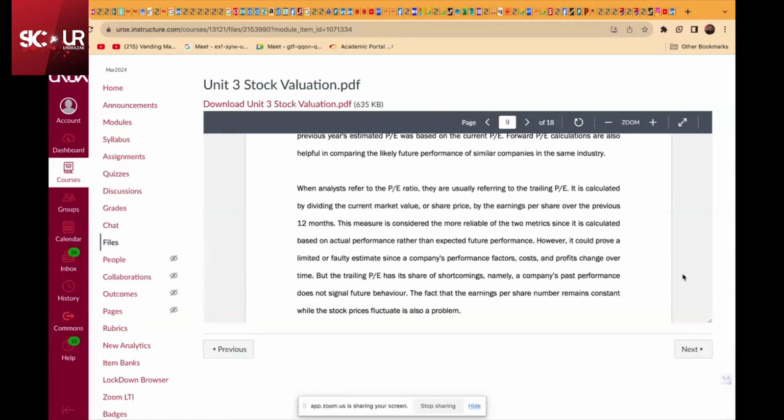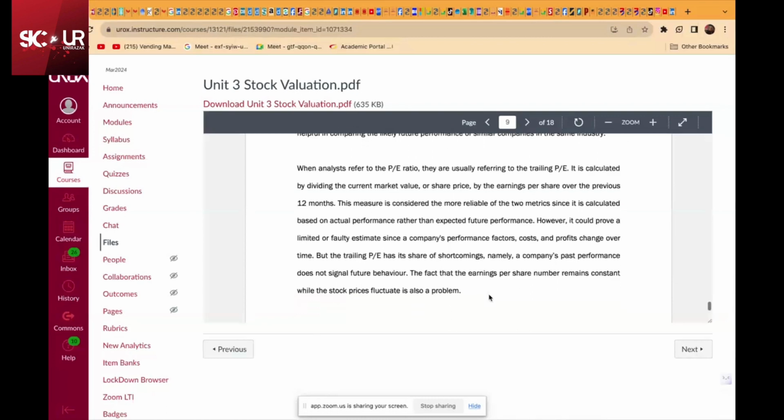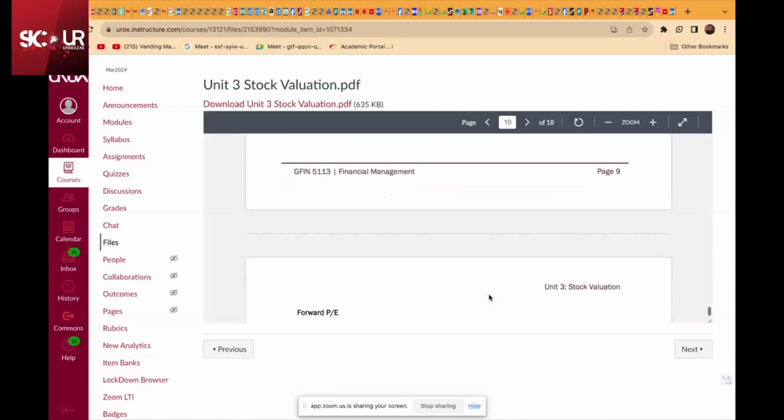However, it could prove a limited or faulty estimate since the company's performance factors, costs, and profit change over time. The trailing price earning has its share of shortcomings, namely that the company's past performance does not signal future behavior. So the earning per share numbers remain constant while the share price fluctuates.